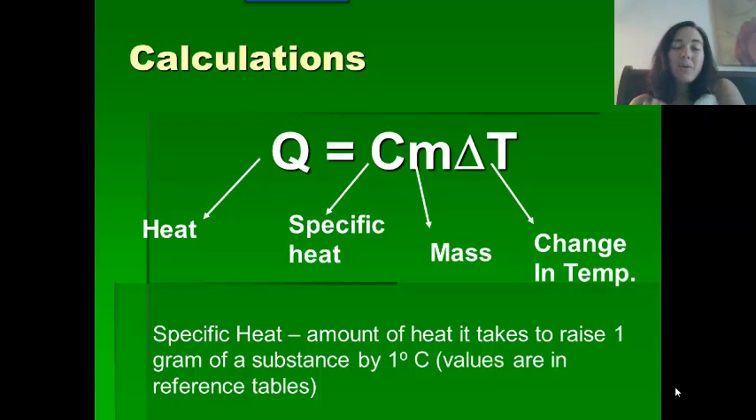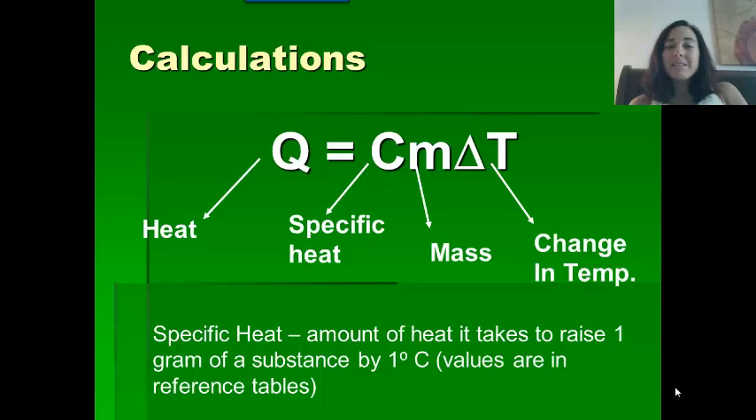Here's that equation. Let me define each one of the variables for you. So Q is our heat. It's either absorbed or released in those endothermic and exothermic reactions. C is specific heat. Remember, I defined it for you already. I copied the definition here.